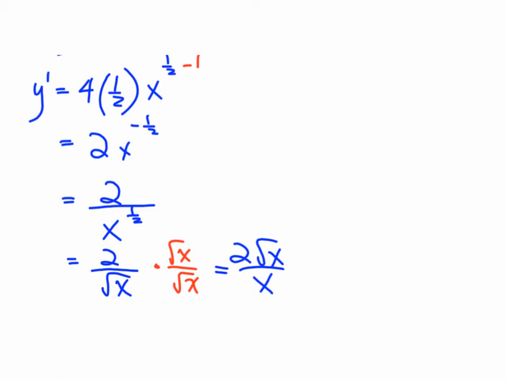Four times 1/2, x to the 1/2 minus 1. I solve that. 4 divided by 2 equals 2. 1/2 minus 2 over 2 equals negative 1/2. And the x to the negative 1/2 moves to the denominator. You can continue to simplify it using radicals.